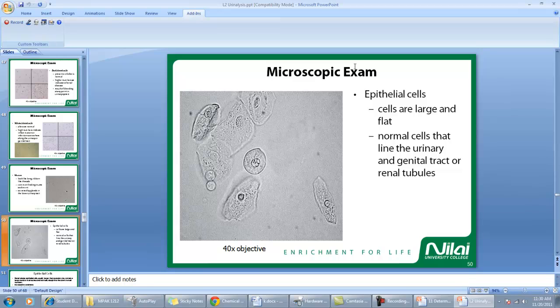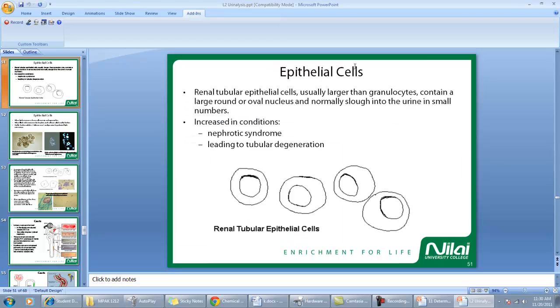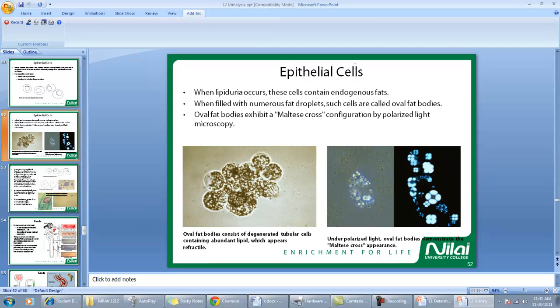Epithelial cells, such as large, flat, normal cells, line the urinary tract and renal tubules. Tubular epithelial cells are larger than granulocytes and contain a large, round or oval nucleus. They are normally sloughed into urine in small numbers, but in conditions such as nephrotic syndrome, leading to tubular degeneration, lipiduria occurs. The cells contain endogenous fats, and when filled with numerous fat droplets, the cells are called oval fat bodies.